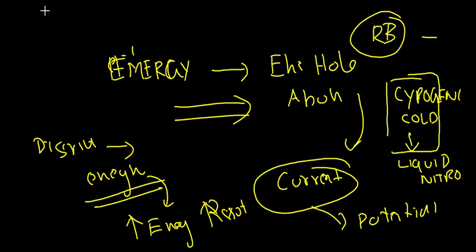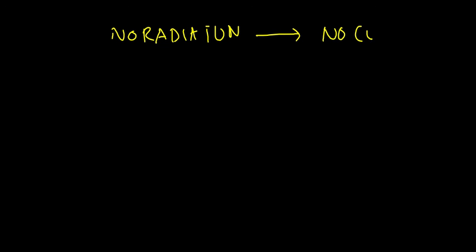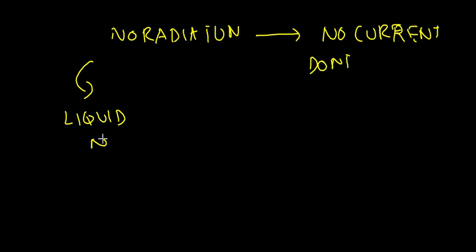What we want is that when there is no radiation, there should not be any current in the diode. There will be some minimum reverse current, but we don't want any current. To reduce that, you place the entire arrangement in liquid nitrogen so that it does not conduct under normal state. Under normal state, there will be zero output.